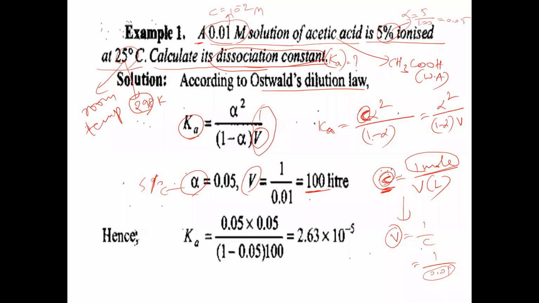If you take 0.01, it will be 10 power minus 2. 1 by 10 power minus 2 means how much? 100. So the volume is taken as 100 liters here. Now alpha square, that is alpha into alpha, by 1 minus alpha into volume, 100 liters. On calculation we get 2.63 into 10 power minus 5. It is the dissociation constant of the weak acid. Let's take the screenshot of this one.